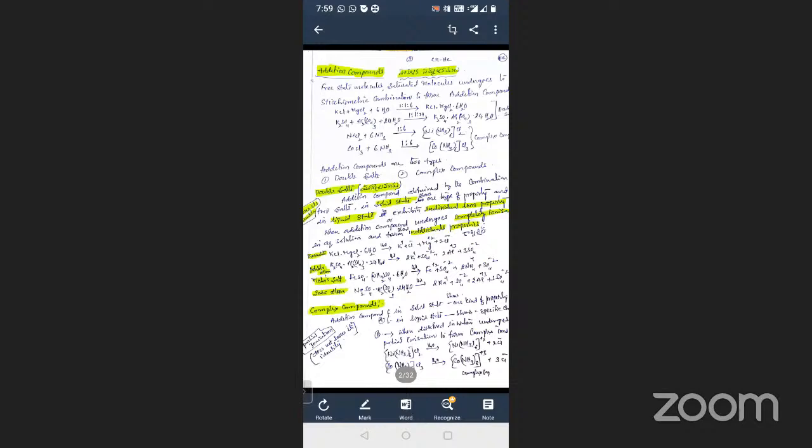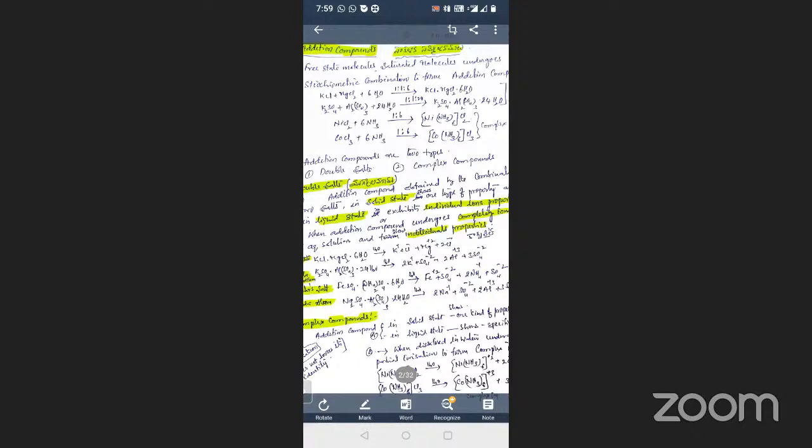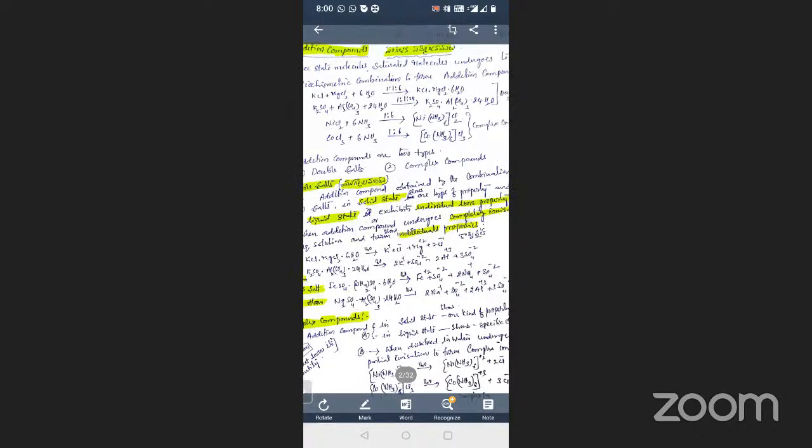To call something an addition compound, you should have these three things: free state molecules, saturated molecules, and they undergo stoichiometric combination. The result is the formation of compounds. Those compounds are known as addition compounds. Now, by seeing these four compounds, two seem to be one type of compound, and the remaining two seem to be another type.